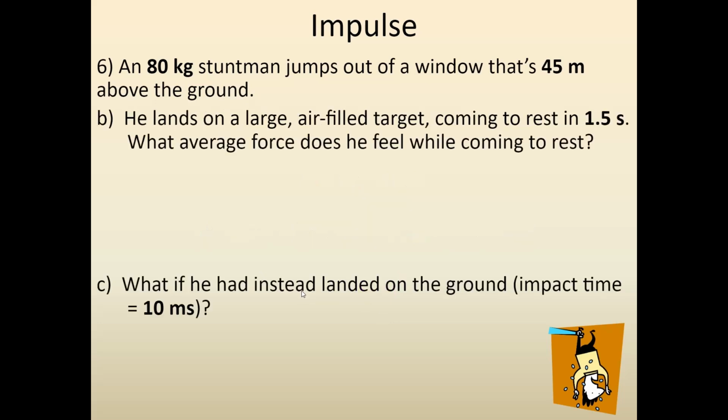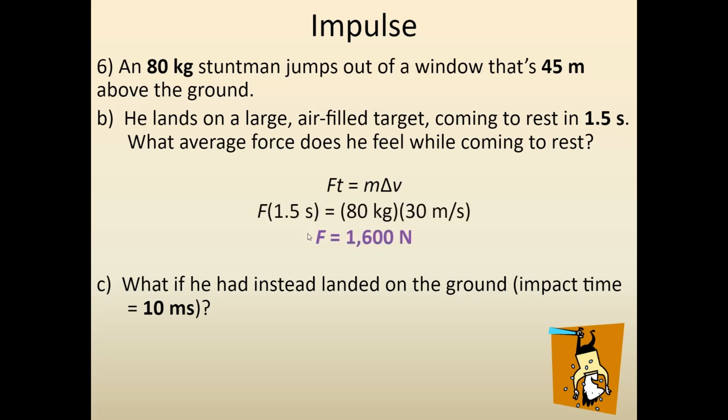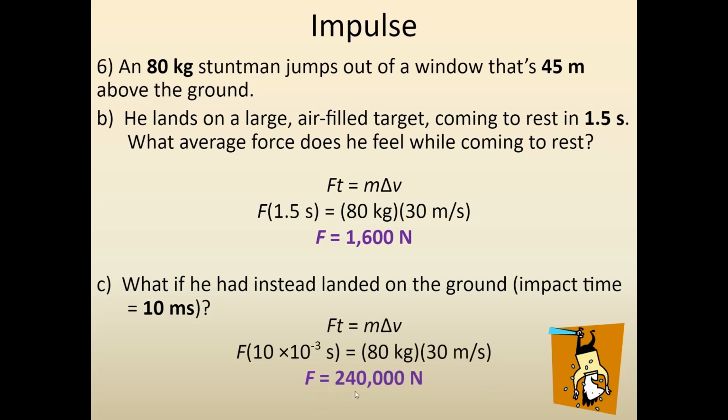Now, if they land in a large pillow and it takes 1.5 seconds to come to rest, I can use the impulse equation, plug the numbers in, and figure out that the force is going to be 1,600 newtons. If instead they land on the ground and come to rest in 10 milliseconds, we can see that changing the time results in the force being 240,000 newtons.